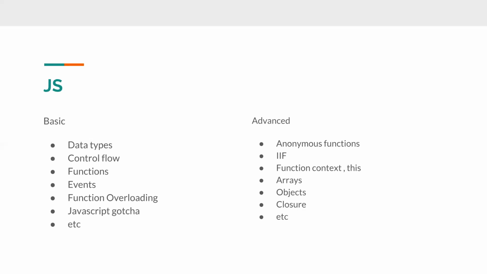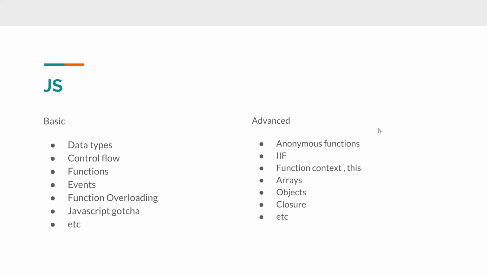Then when you go to the advanced part, we are going to cover anonymous functions: how to declare them and what the use cases are for anonymous functions. Then we'll go with immediately invoked functions. What do you mean by immediately invoked functions? And what is the function context? What is this? Then we are going to talk about arrays. What methods are available in arrays, like map, find, filter, all the methods that have been added in the latest versions of JavaScript. Then we are going to talk about objects in JavaScript. Objects are of two types: static objects and dynamic objects.